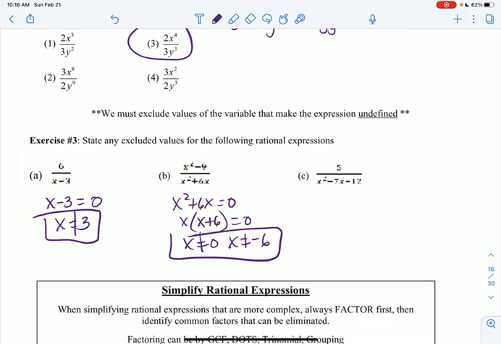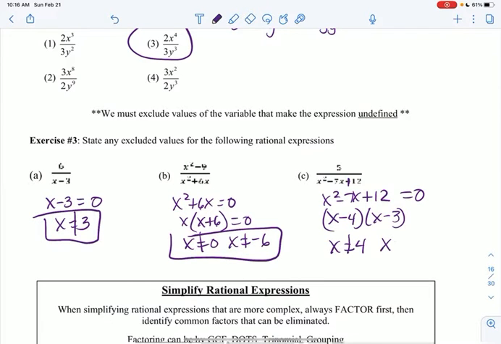And this last one right here is a trinomial. This is x squared minus 7x plus 12. All right, that's a plus right there. So my factors are x minus 4 and x minus 3. So basically, x cannot equal 4 and x cannot equal 3.